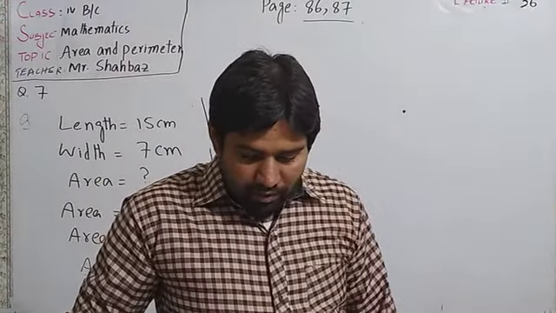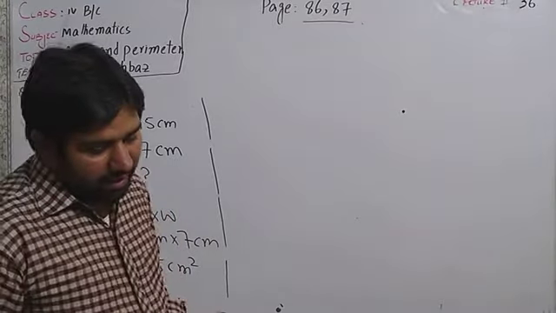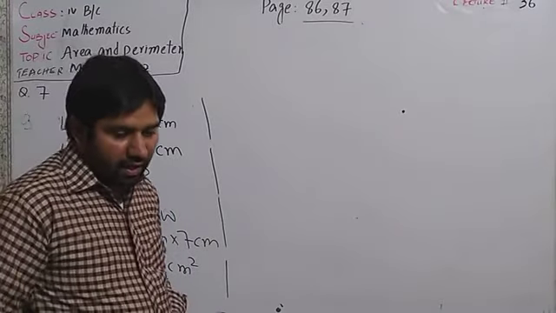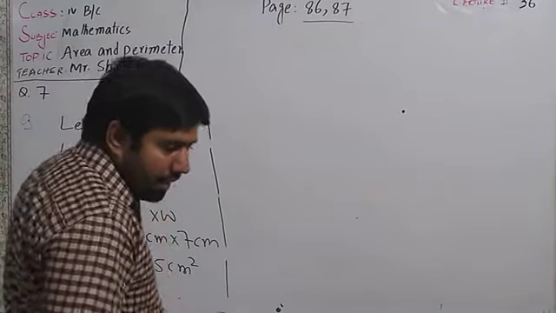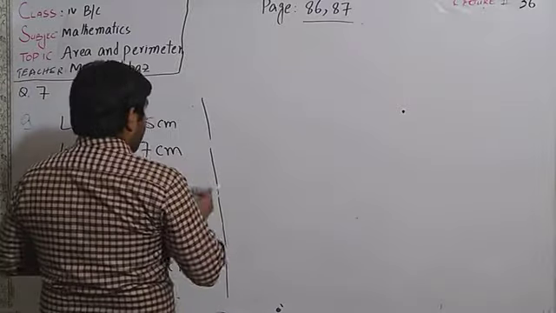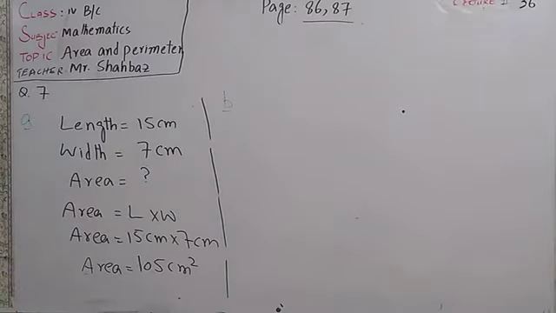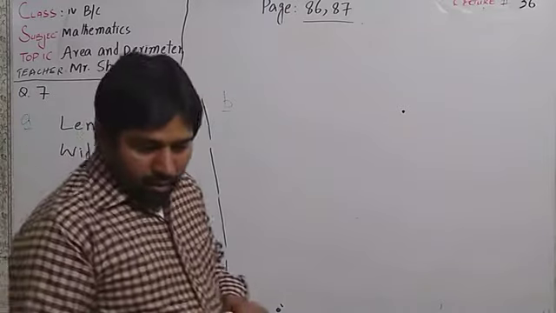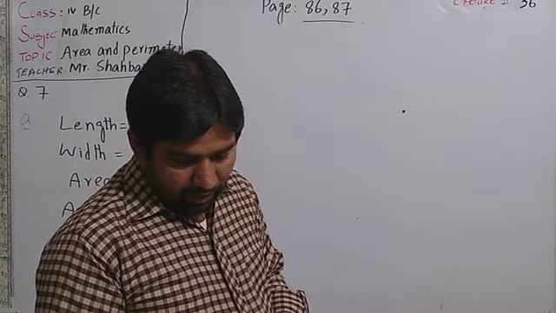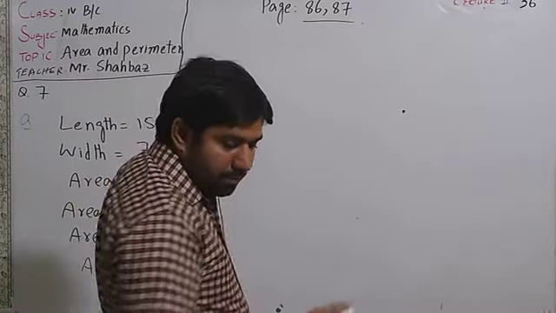Sid's space walker's bed is 2 centimeter long and 1 centimeter wide. This is part B of question number 7. So same here, the length is given and width also given.